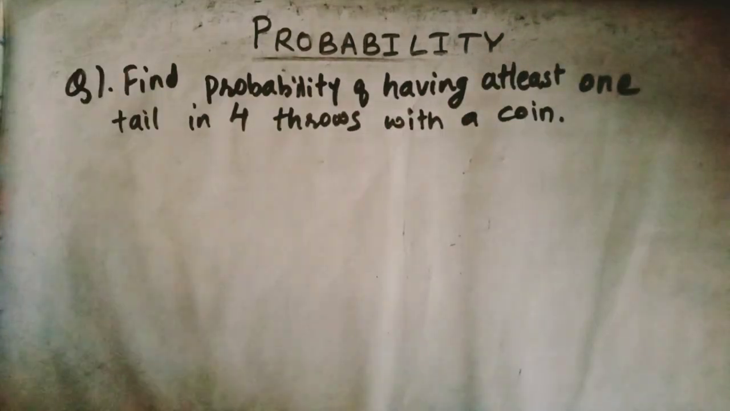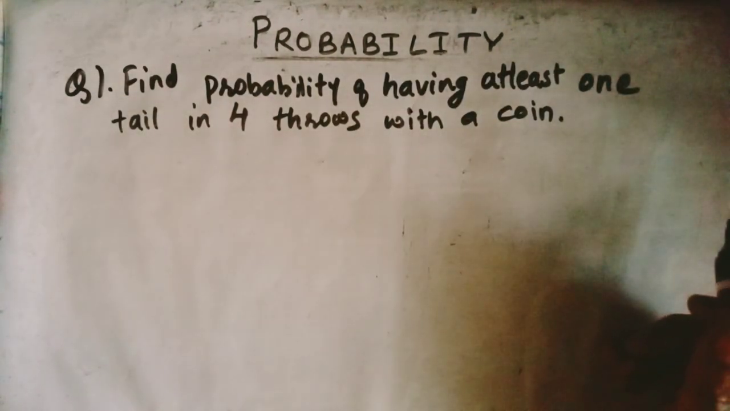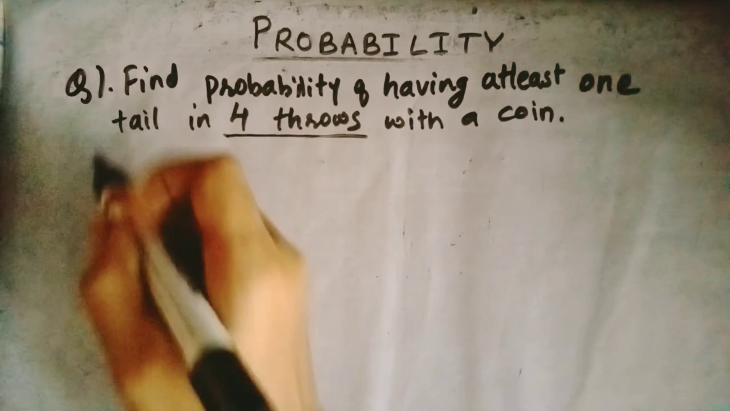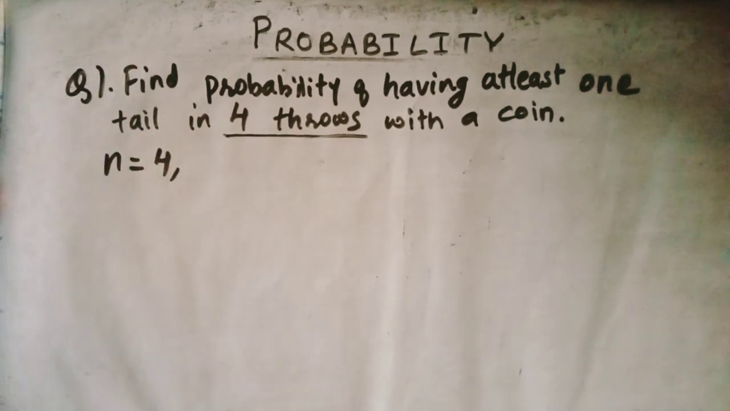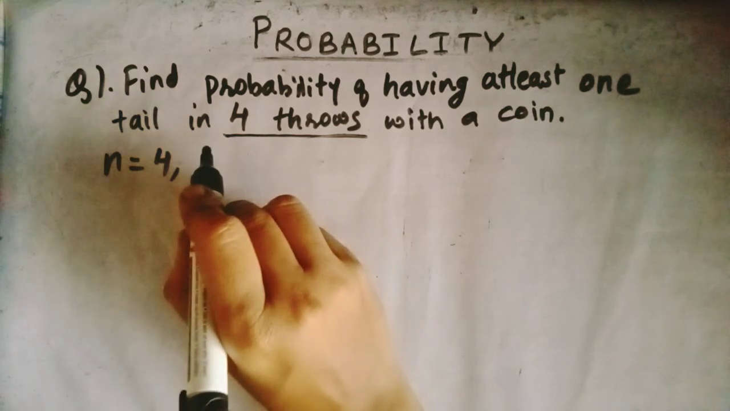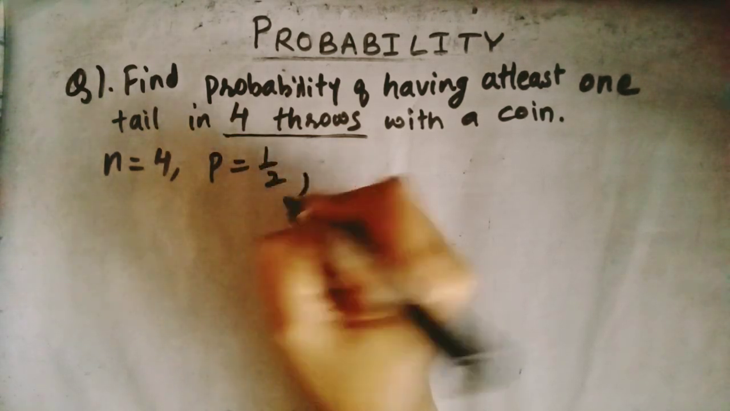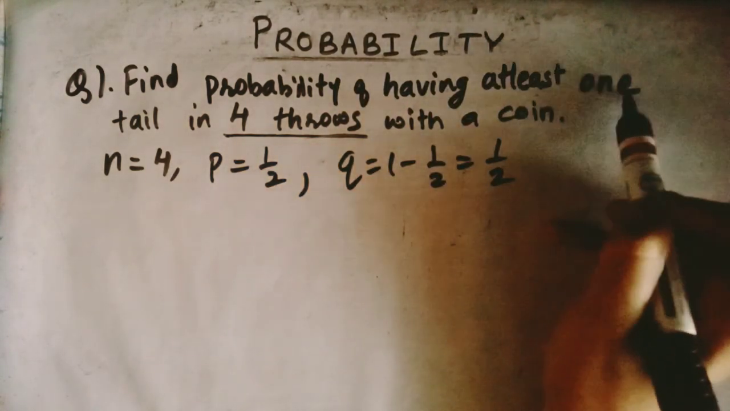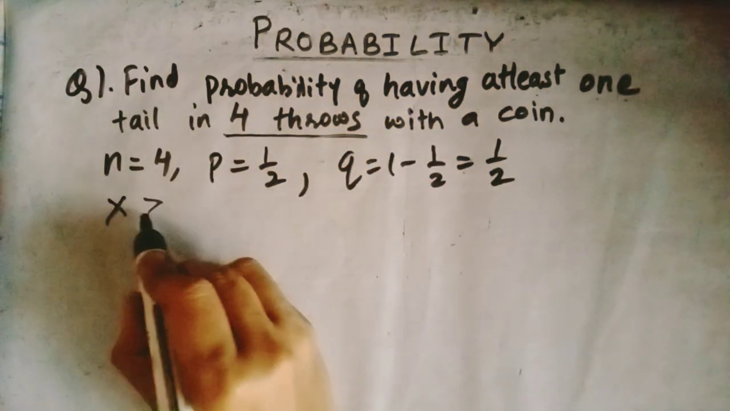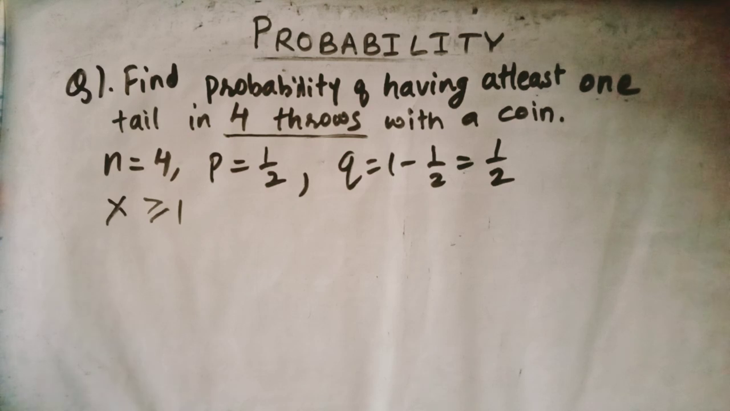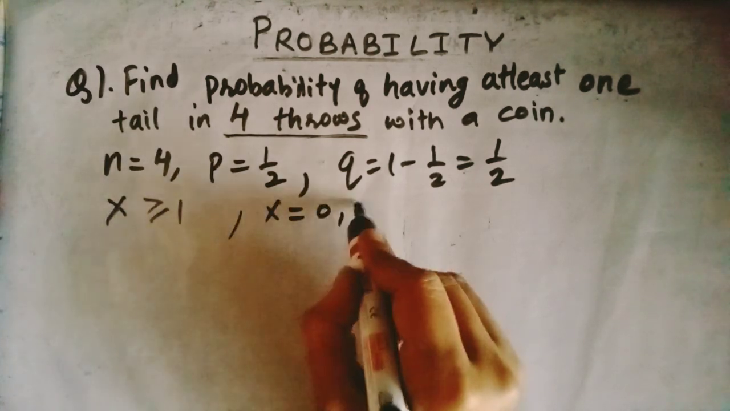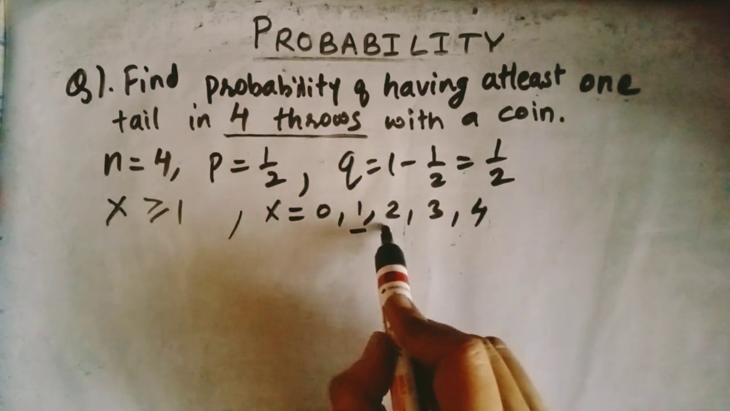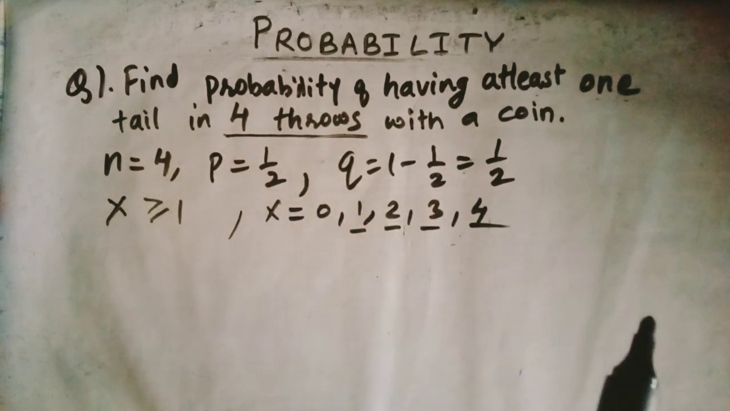Next question: find the probability of having at least one tail in 4 throws of a coin. Now the coin is thrown 4 times, so your n becomes 4. Probability of getting a tail, that is probability of success, is half. Q is 1 minus half, which is half. Now you have to find at least one tail. So x will be what? At least means greater than or equal to 1. We have total x values 0, 1, 2, 3, 4. So greater than or equal to 1 means P of 1 plus P of 2 plus P of 3 plus P of 4, right?